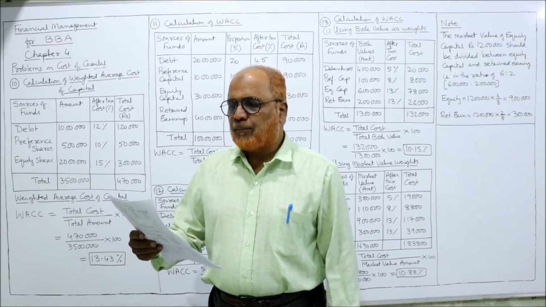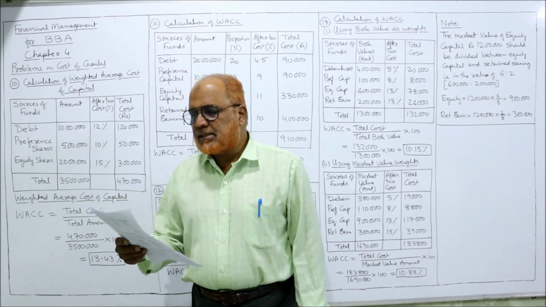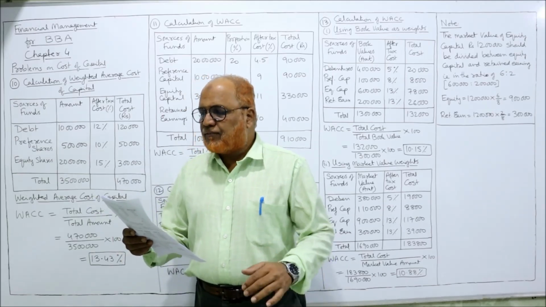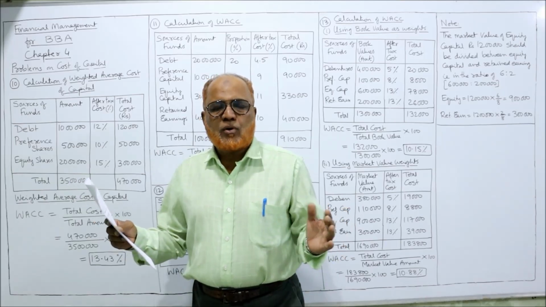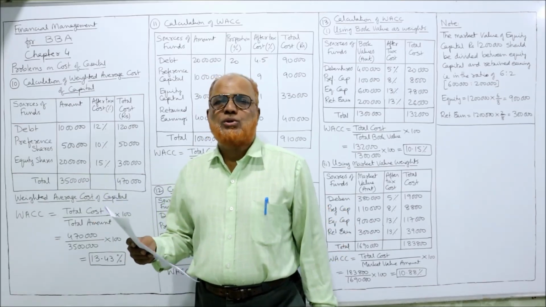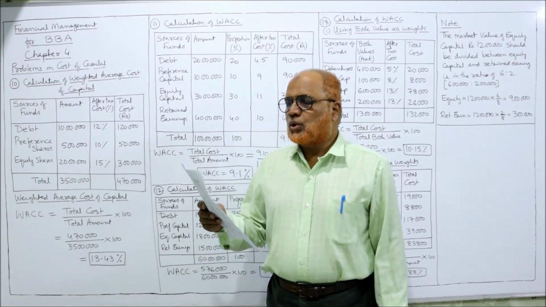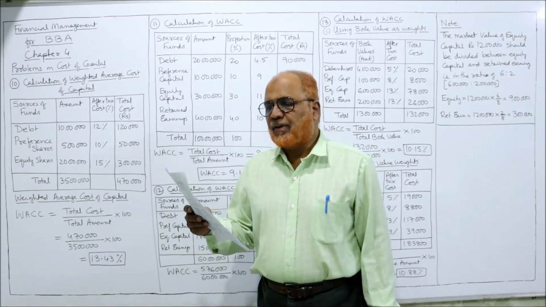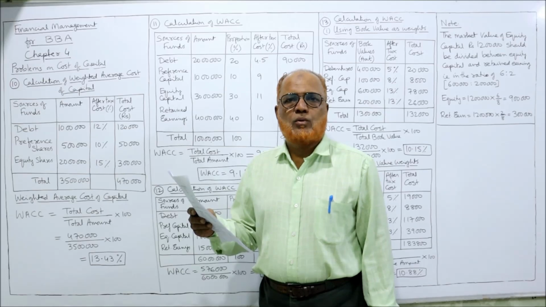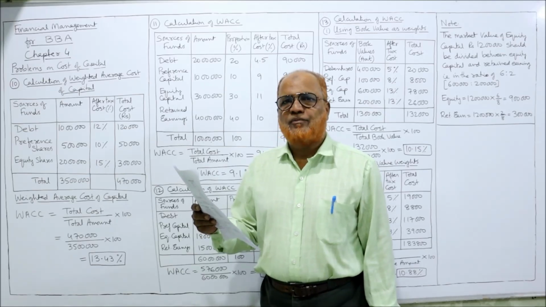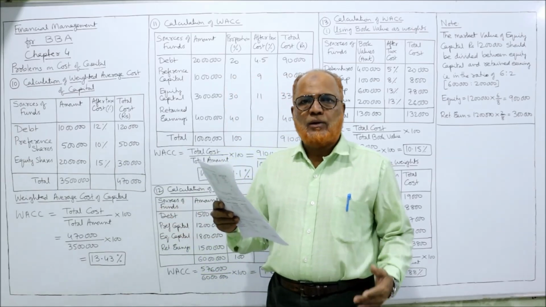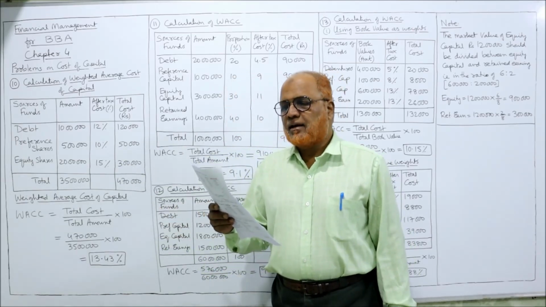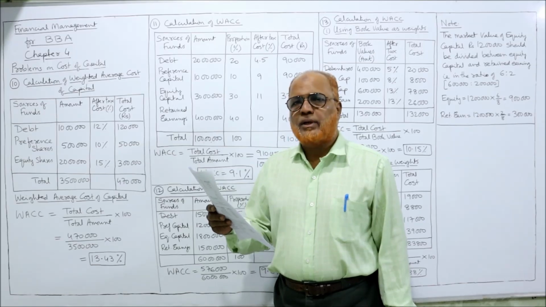See the 10th problem. A firm has the following capital structure and after-tax cost of funds. Capital structure consists of a combination of long-term sources of funds. So here the sources of funds are debt, preference shares and equity shares. Only 3 types of long-term funds. For each type, the amount is given. These are the book values. So debt 10 lakh, preference 5 lakh and equity 20 lakh.